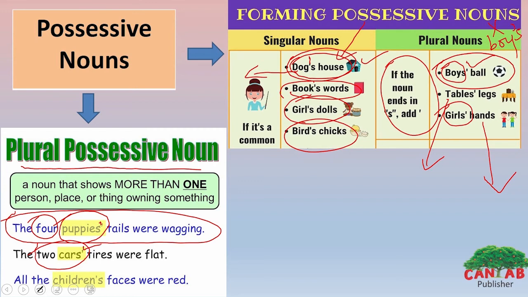All the children's faces were red. Here we have discussed there. Children is an irregular noun. We don't have s in its plural form. The singular form is child and the children is a plural form. So what we will do, we will add apostrophe first and s, because its plural form is not ending with s, it's ending with n here. So we will show the relationship between the children's and the faces. We will add apostrophe after n and then we will add s to show possession.